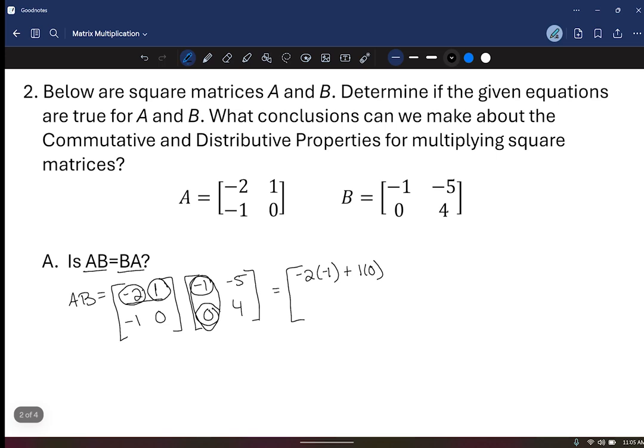All right, then we're going to leave a little bit of space because we're going to do the first row with the second column. So that will be in the first row, second column. So we have -2 times -5, and then 1 times 4. Now we're going to do second row, first column. So -1 times -1 plus, and then 0 times 0.